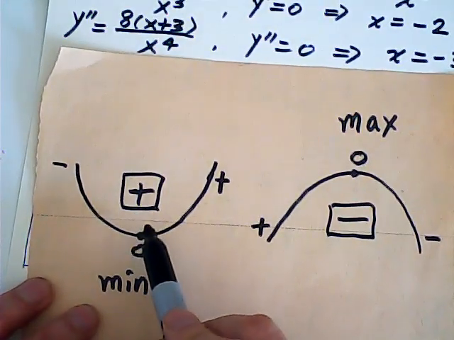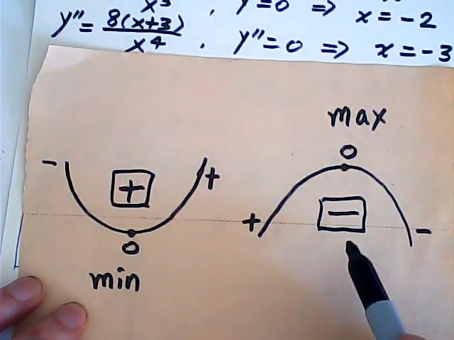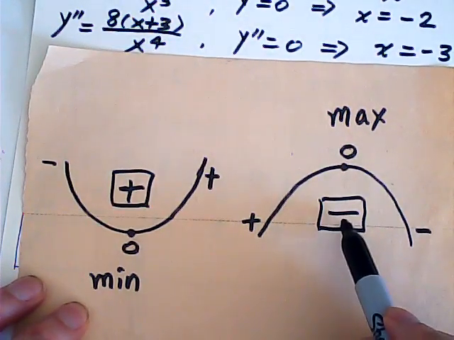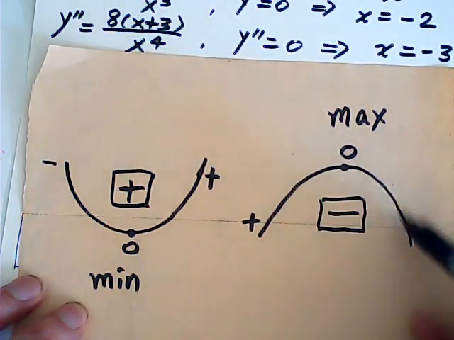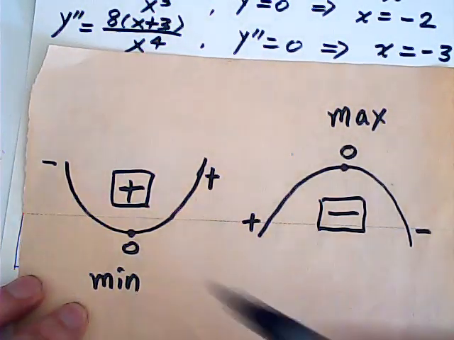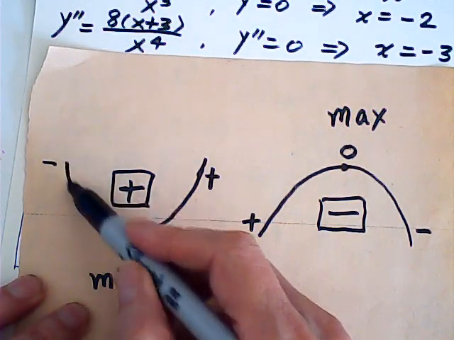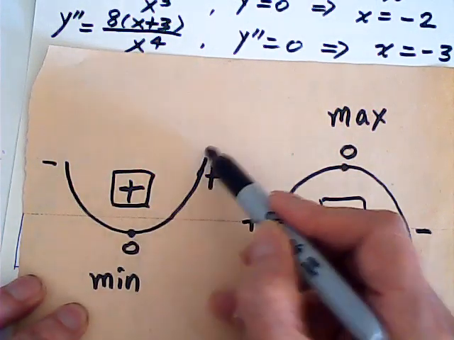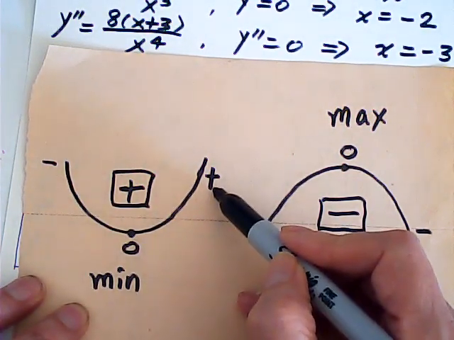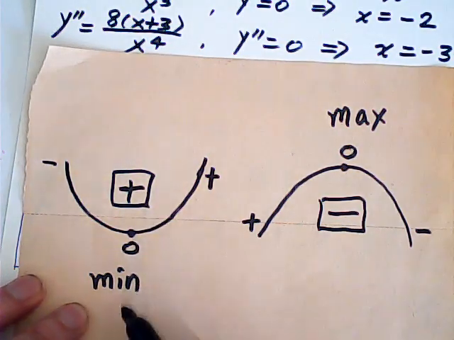When the second derivative is positive, the curve looks like this. When the second derivative is negative, the curve looks like this. In this part, the curve is decreasing, the first derivative is negative. Here the curve is increasing, the first derivative is positive. The first derivative is 0, the second derivative is positive, so it is the minimum.